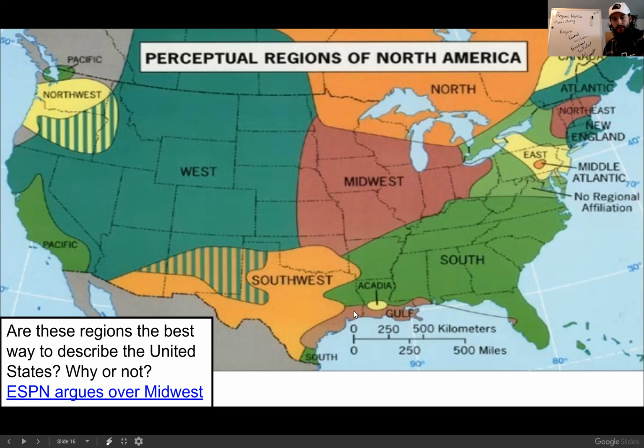You can also see down here you even have Acadia, which is a very, very tiny area of Louisiana that was founded by a group called the Acadians. If you want to learn about them, there's a bunch of really interesting stuff to do. Oh, look at that. And then there's a nub of the South down here. I kind of don't agree with that. Why would this area be considered the South when it's probably closer to what the Southwest looks like than what the rest of the South looks like?